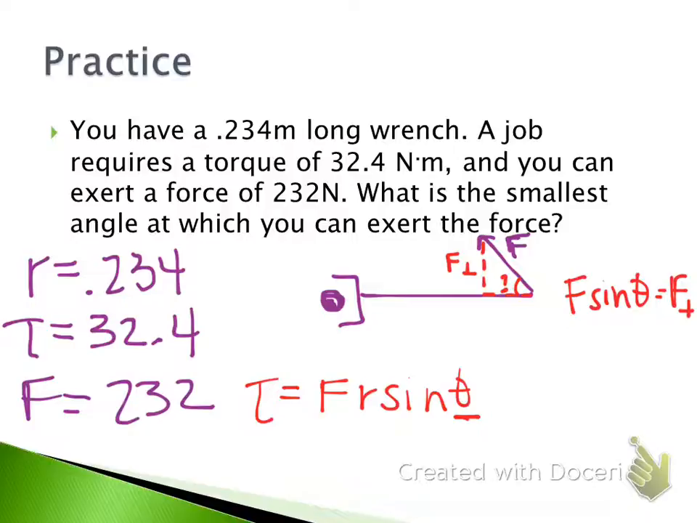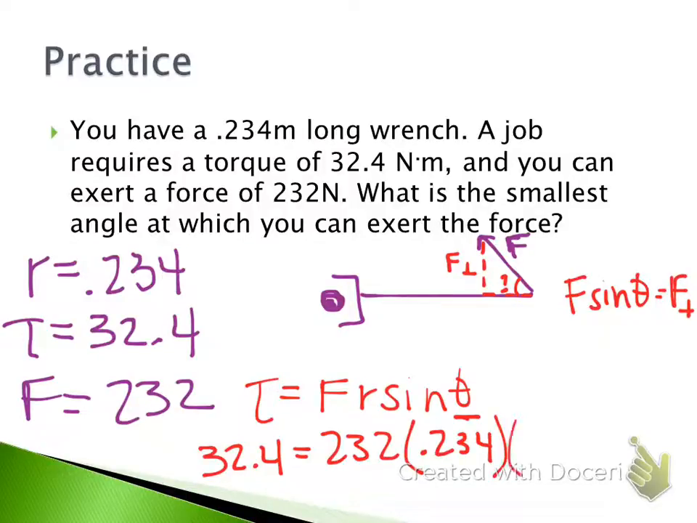Okay, so our torque, we were given 32.4. Our force was 232. Radius was 0.234 times sine of theta. So do that math to move those over.